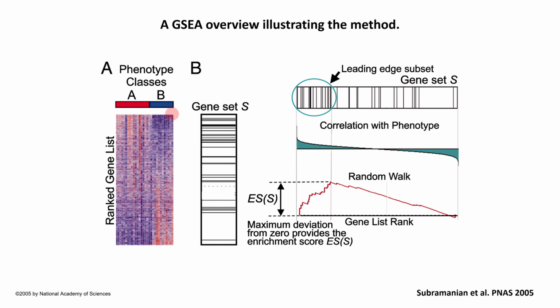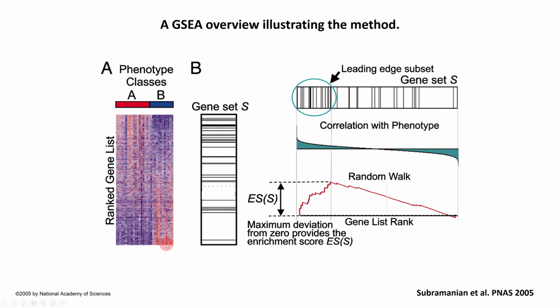And what the software does is it ranks each gene. So it will take an average across all the samples in class A for each gene, and then rank those genes based on the counts that you have provided.